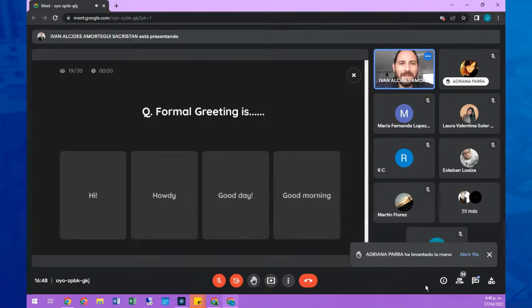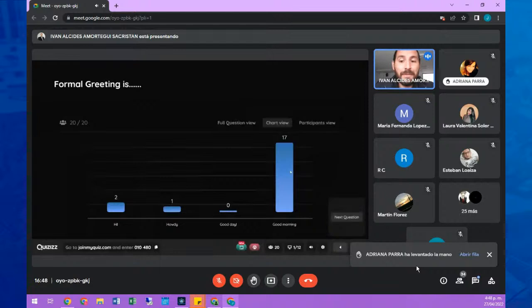Okay, so what is the formal greeting? Well, many people say here, good morning. Okay, good morning. It's a very good way to start a conversation in a formal context. Hi, well, hi is a little bit informal. Howdy is an informal expression, and howdy is like the contraction of the question, how do you do? It's informal. It is possible, but it is informal. Good day. No, I am not sure. Good day is a nice option here, right? Good morning is excellent. Okay, very good.